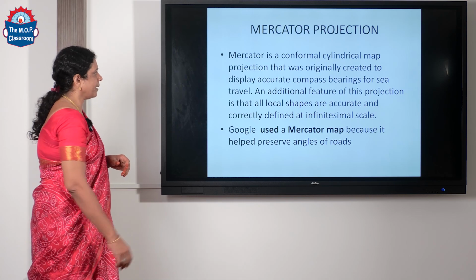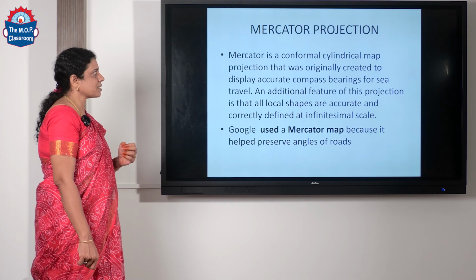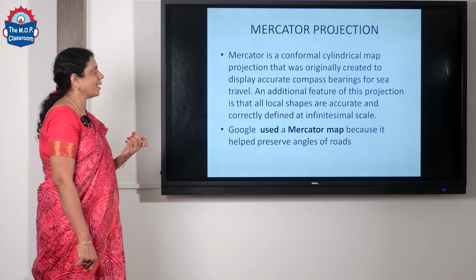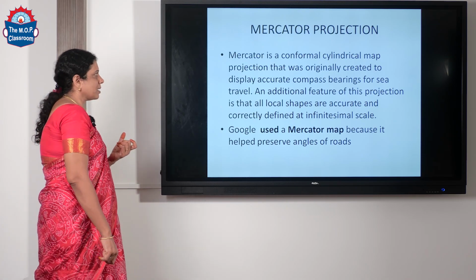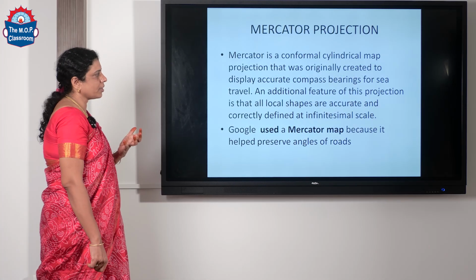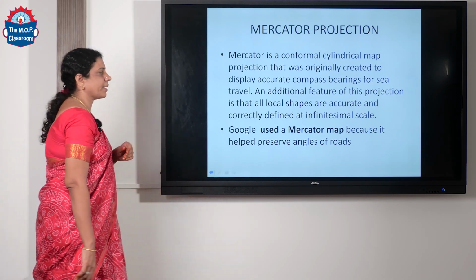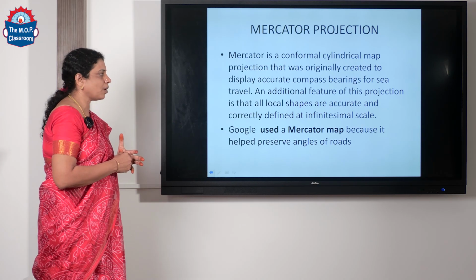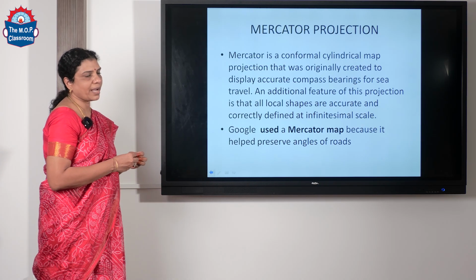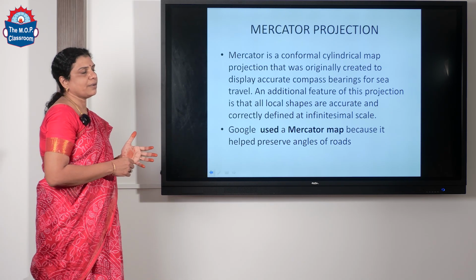Now, what is the application of conformal mapping and the elementary transformations? The application of this is the Mercator projection. What is a Mercator projection? The Mercator projection is a conformal cylindrical map projection that was created to display accurate compass bearings for sea travel. All the local shapes are accurate and correctly defined at the infinitely small scale. Google has used the Mercator projection because it helped in preserving the angles of the road. Preservation of angles means it is conformal, so the Mercator projection is an application of conformal mapping.